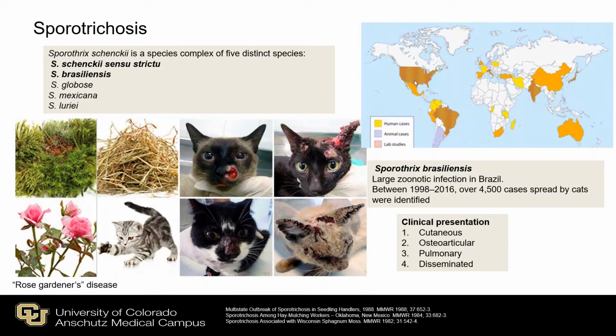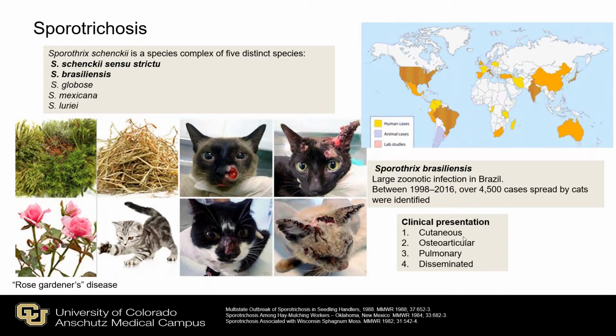From 1998 to 2016, a little under 5,000 cases have been spread by stray cats in Brazil to humans. And in the United States, we more commonly see infection caused by the first species, Sporothrix schenckii, and this is more related to contact with hay and sphagnum moss. It's also called rose gardener's disease because people get pricked by the thorn, which injects the fungal spores inside the skin and soft tissue. So sporotrichosis is the exception among dimorphic fungal pathogens in that people most likely are not inhaling the fungal spores. They get infection by cutaneous contact.